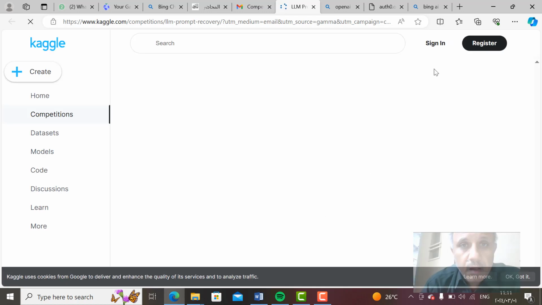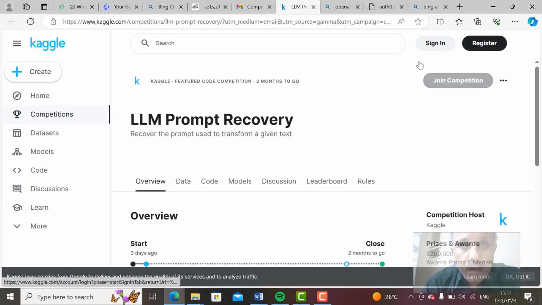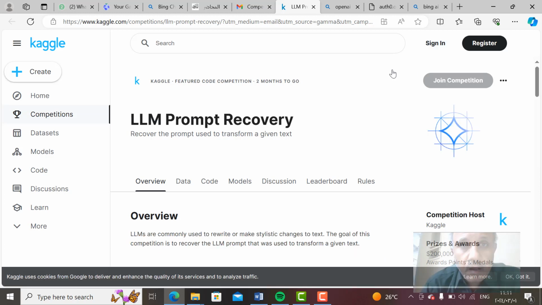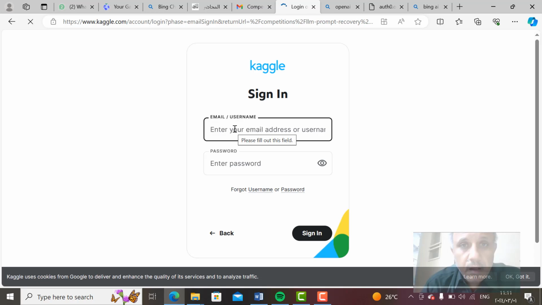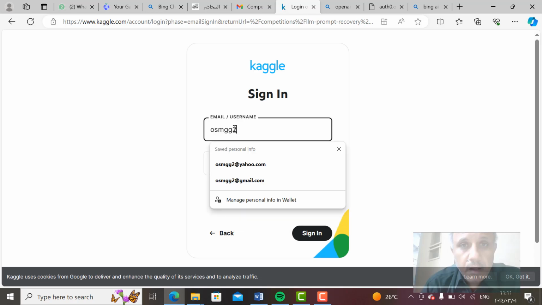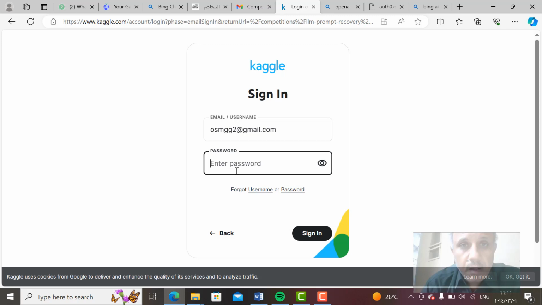So you have to register or sign in to your account. If you have an account in Kaggle, you sign in. So I will sign in. I have an account with my email. This is my account password. And then sign in.